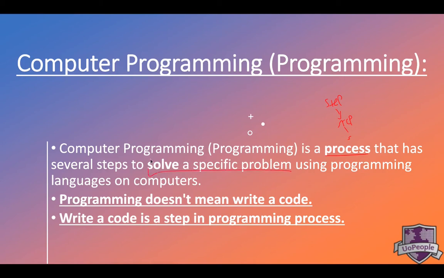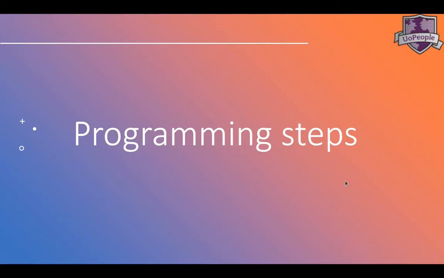So we do programming when we have a problem. We start the programming process when we have a problem that we have to solve, and we use programming languages in this process. Here is a note: programming doesn't mean writing a code. Writing a code is a step in the programming process. So writing a code isn't the whole programming process, it's just one of the steps.